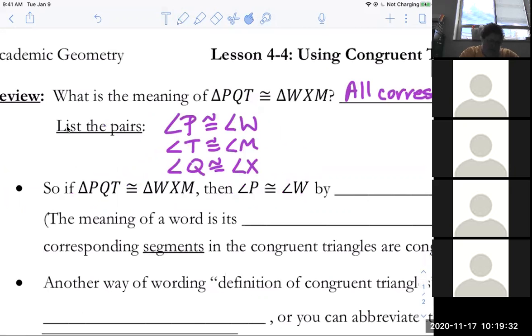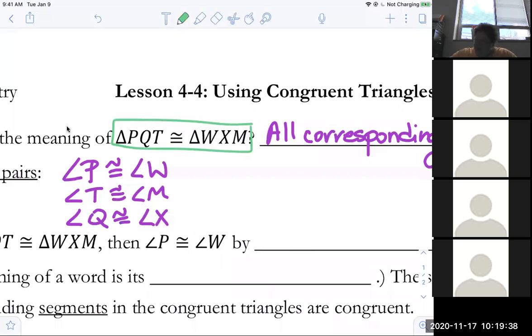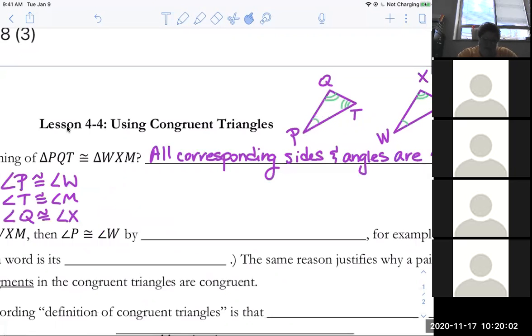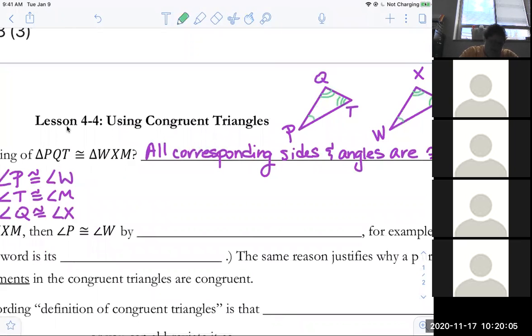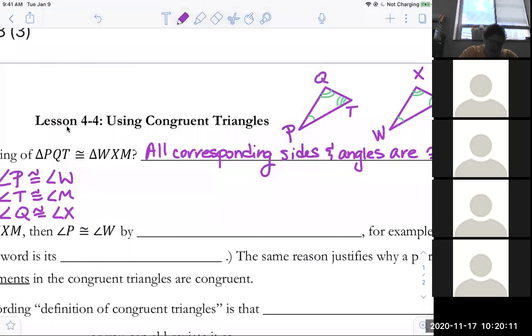Okay, but you can also get that from, what is this thing called when you write the triangles are congruent? That's a congruent statement, right? So from the congruent statement, you can get the congruent angles and also the congruent sides. So Lily, tell me what the congruent segments are. Would it be segment PQ is congruent to segment WX?